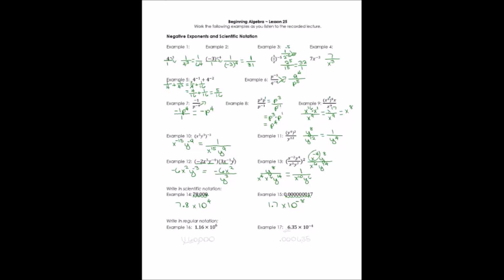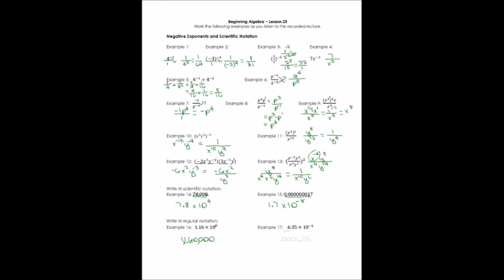What I'm saying is I want to move my decimal point in number 16. I'm going to move it six places in a positive direction. So I write 1, 1, 6. I moved it 1, 2. I'm going to have four zeros, 2, 3, 4. And then I need to put in some commas so I can read this number. It's 1,160,000.